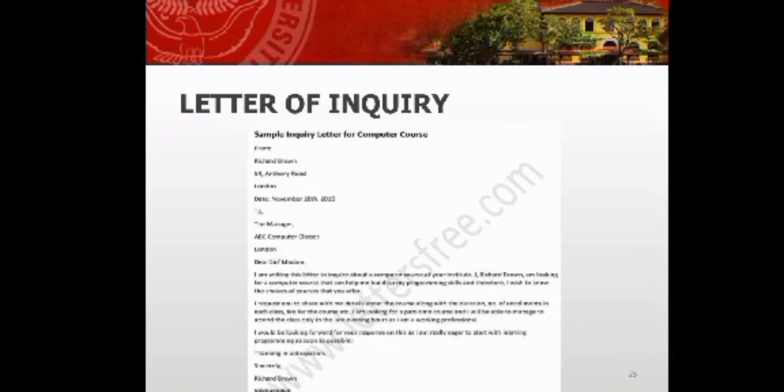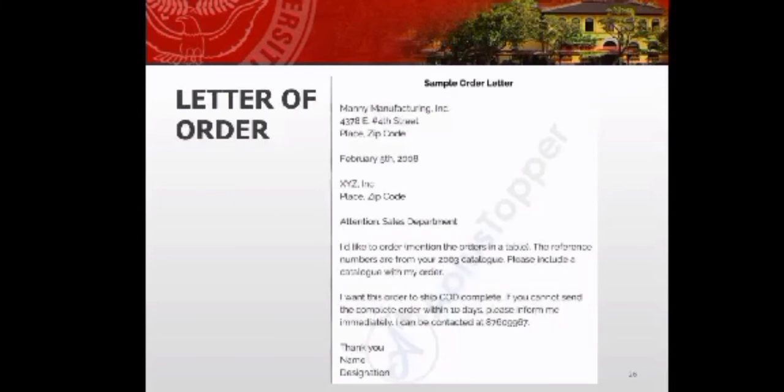It is written for the purpose of asking for something from the recipient, and it is also a short letter you can write to request a grant for your organization. So this is the example of letter of inquiry for computer course. So next we have letter of order.